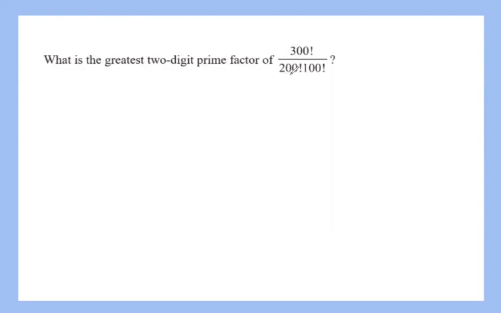So we have 300 factorial divided by 200 factorial times 100 factorial, which is not really easy to deal with, especially if you don't have a solid understanding of finding the number of divisors for factorial numbers, right?